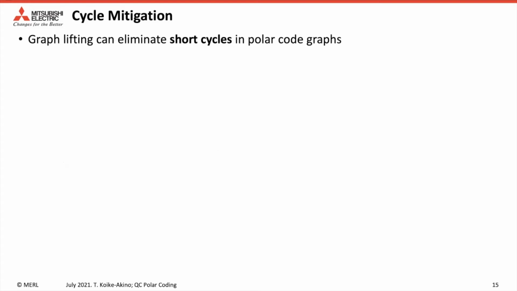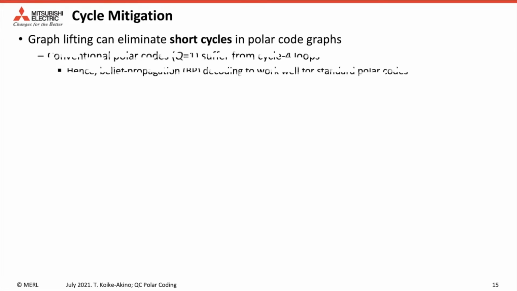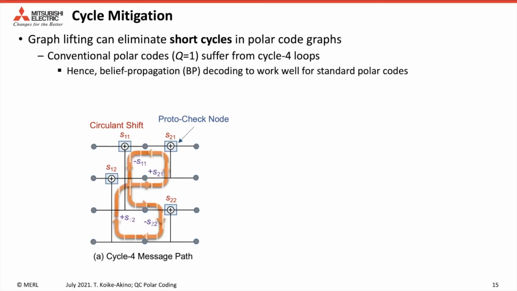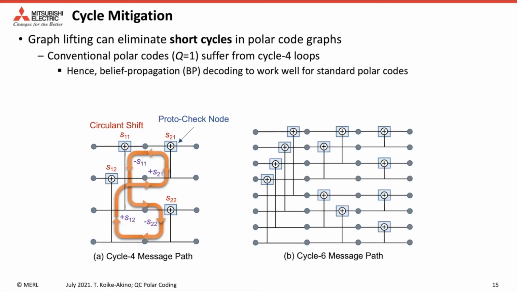The most significant benefit of QC polar codes is the ability to eliminate short cycles in code graphs. In fact, conventional polar codes have a lot of short cycles. For example, in 2-stage polar graphs here, there is a cycle-4 short loop in a message path. And in this example of 3-stage polarization, there are a lot of cycle-6 short loops in message paths.